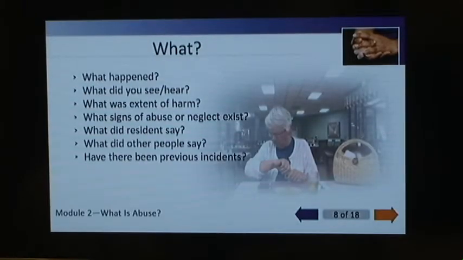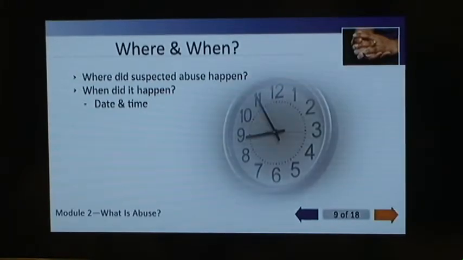Report what happened, what you saw or heard, what was the extent of harm, if any, and what signs of abuse or neglect are evident. Report what the resident said if the resident reported it, and after you interviewed them, what other people said, witnesses, and whether there have been previous incidents with this particular resident or employee. Of course, you have to report where this suspected abuse happened and when it happened, including date and time.